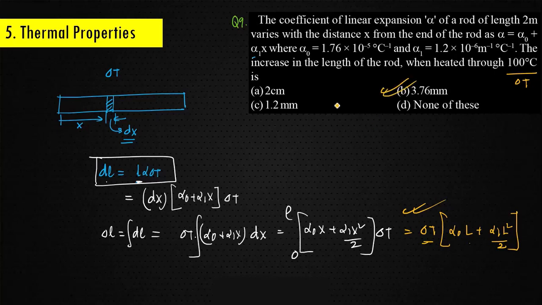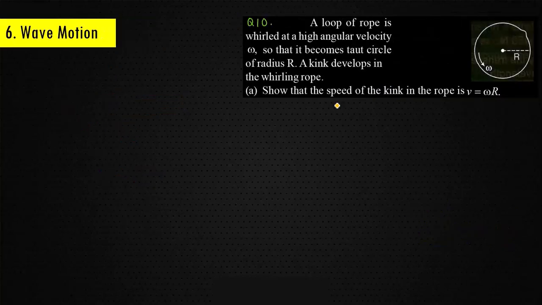Okay. So this is one application. Now come to the wave motion application. There is a loop of rope wheeled at an angular velocity omega, so that it becomes taut, a circle of radius r. A kink develops in the wheeling rope. So the speed of the kink of the rope is v equals omega r. Once you rotate this, it will develop a kink. Now we want to calculate the speed of this kink in the rope.